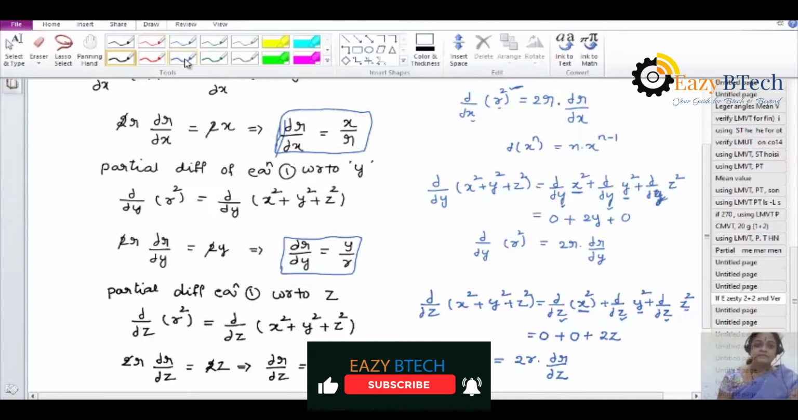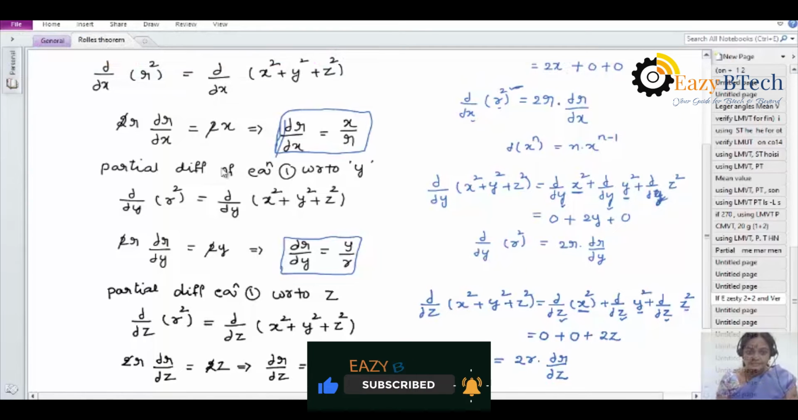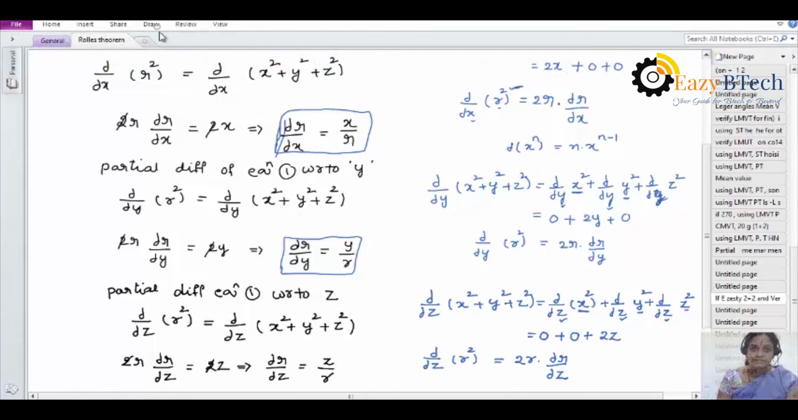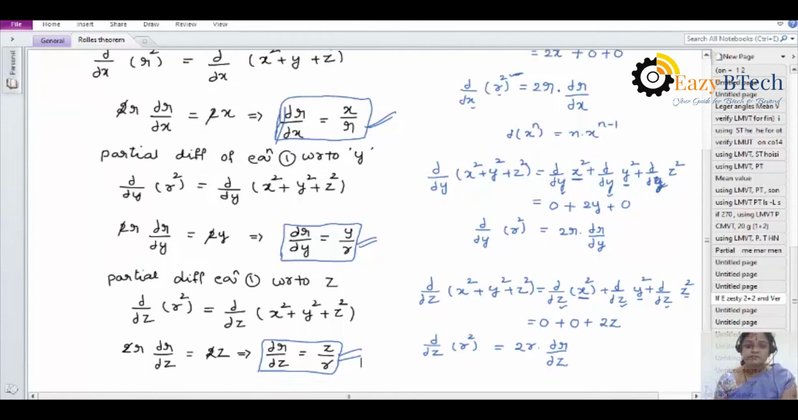Please keep in mind this answer also, the partial differentiation with respect to z. What is that answer? z by r, students. Okay, so what is the value of ∂r/∂x? x by r. What is the value of ∂r/∂y? y by r. And what is the value of ∂r/∂z? The answer is z by r.